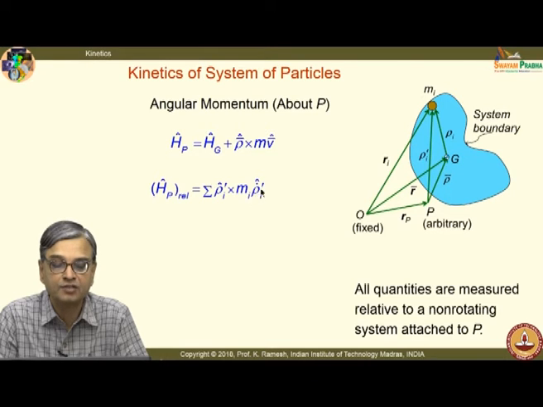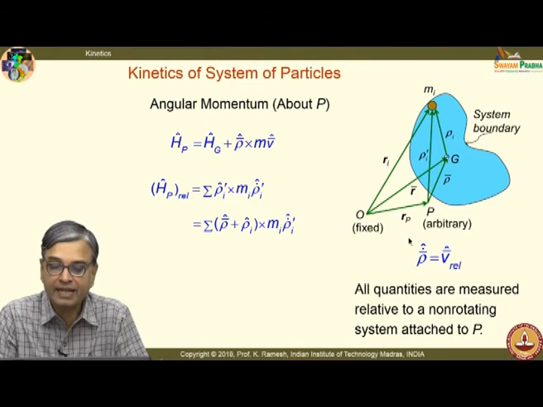So, here it is rho prime dot, which is the velocity now, and this also can be simplified. I can replace this as rho bar plus rho I cross m rho dot prime. So, when I also bring in another interpretation, there is a paucity of symbols. Okay. When I say rho bar dot, I can call that V bar rel.